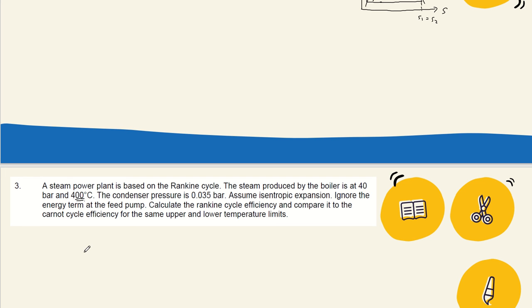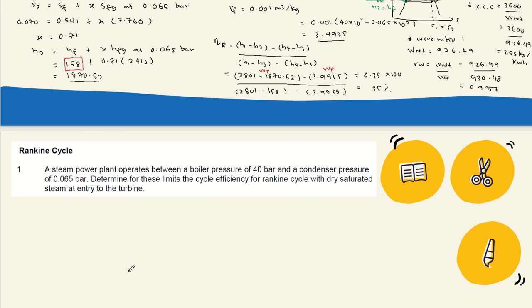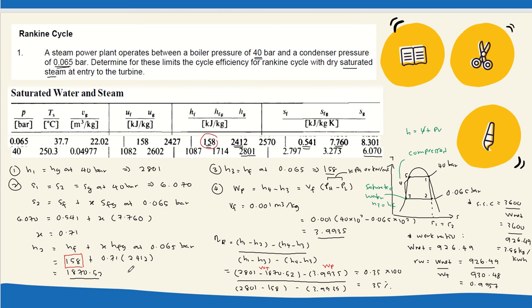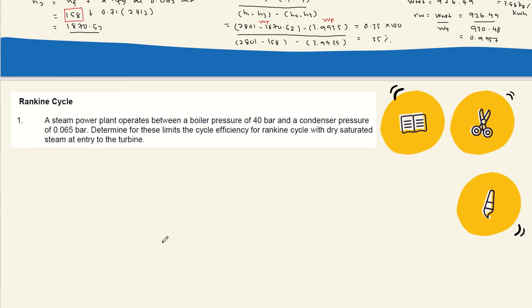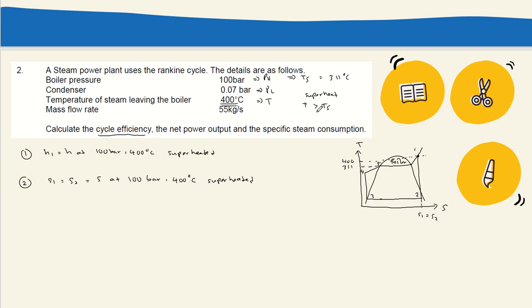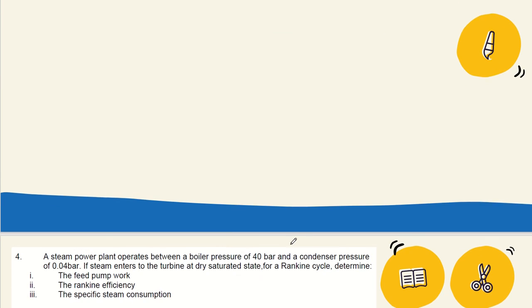For question 3, it is also the same, because question 3 gives the temperature. If the question does not give the temperature, it will be like this. But if the question gives the temperature and the temperature is higher than Ts at the high pressure, then step 1 and step 2 you can do like this. So you can try question number 2, number 3 and number 4.